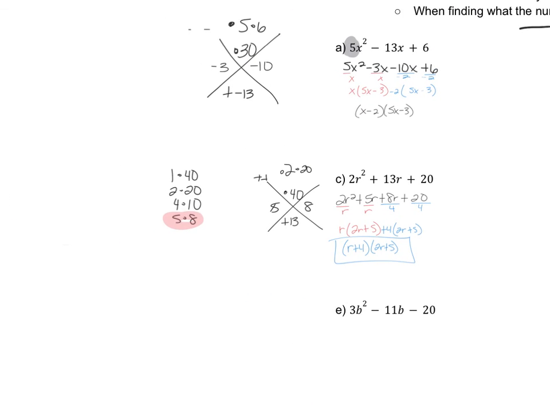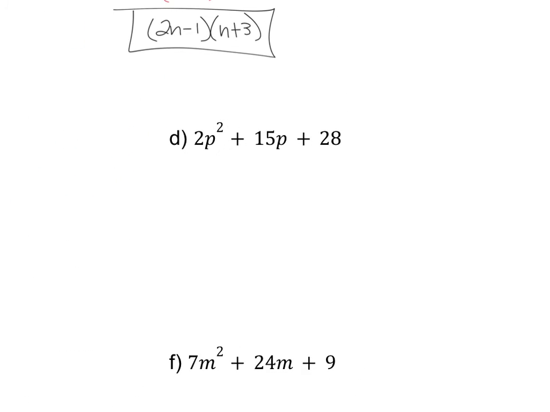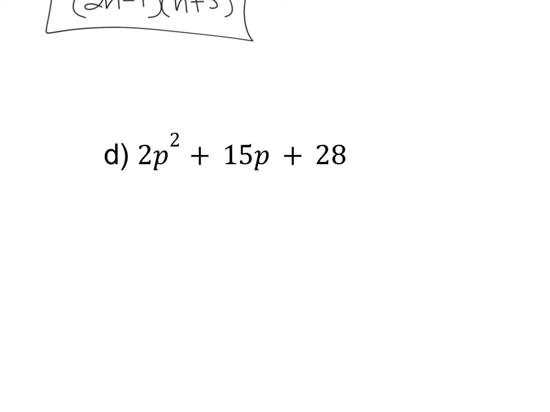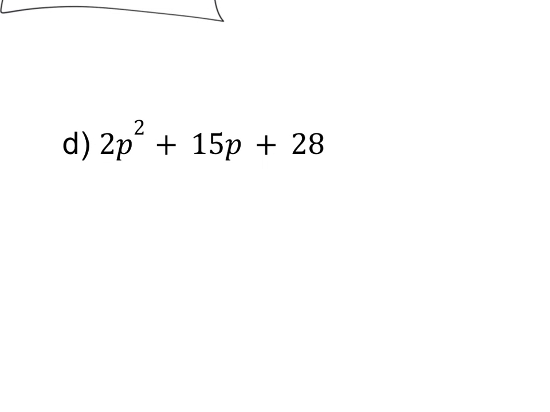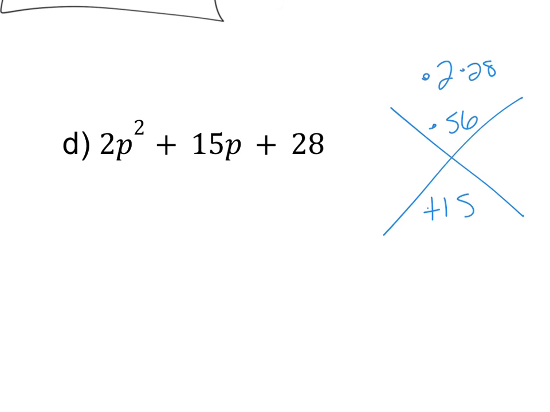Okay, so now we have a couple more. Oh gosh, this is going to be a long video, I'm sorry. So let's do this one. We need two numbers that multiply to be 2 times 28, so they multiply to be 56, and add to be 15. This one came to me, it'd be 7 and 8. I'm going to start going quicker, I'm sorry. So we have 2p squared plus 7p plus 8p plus 28.